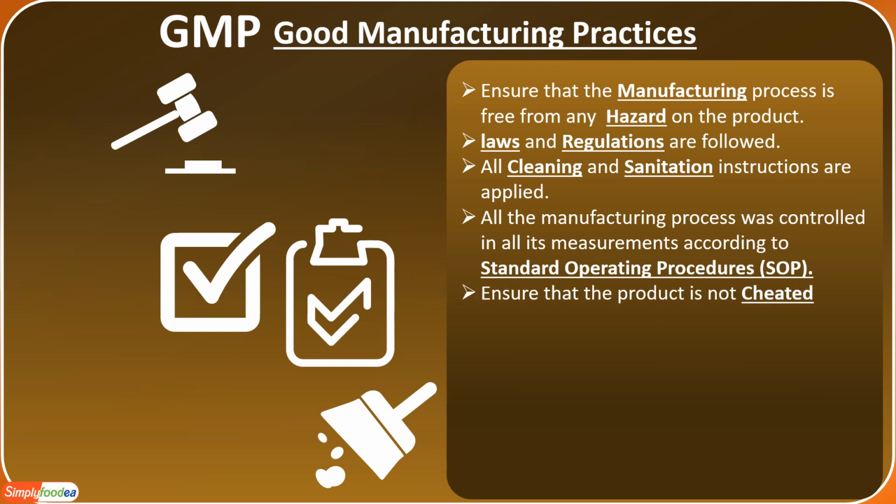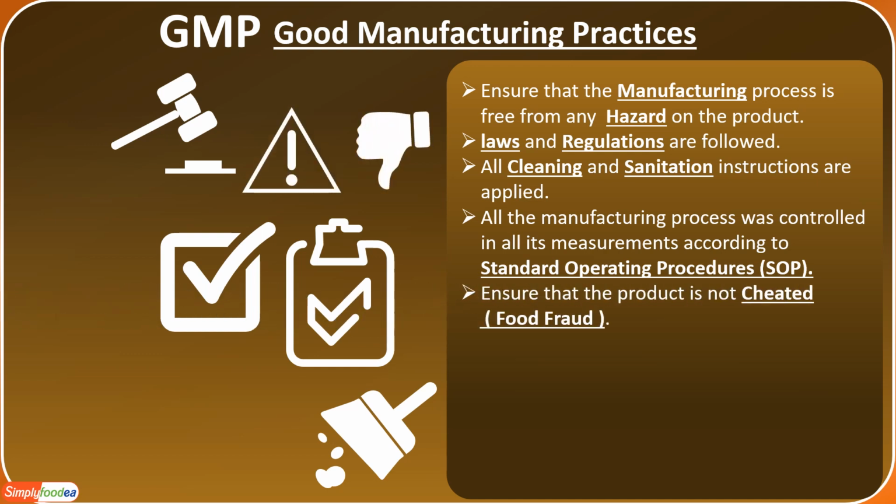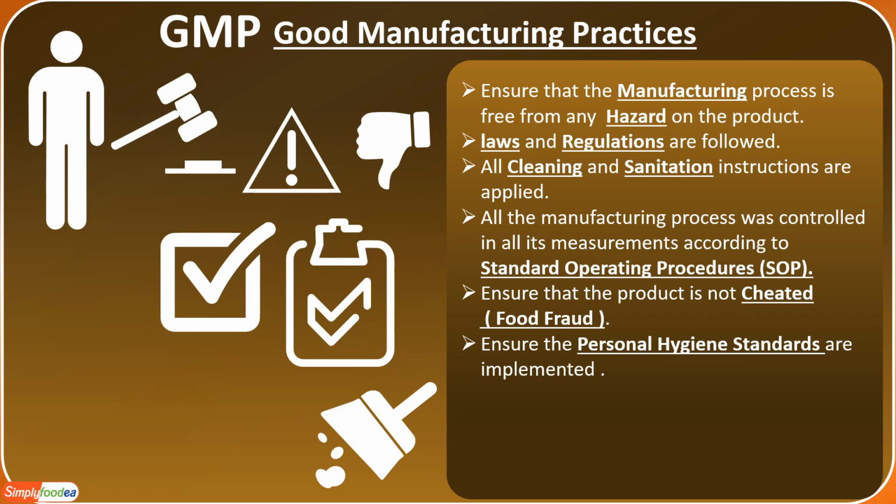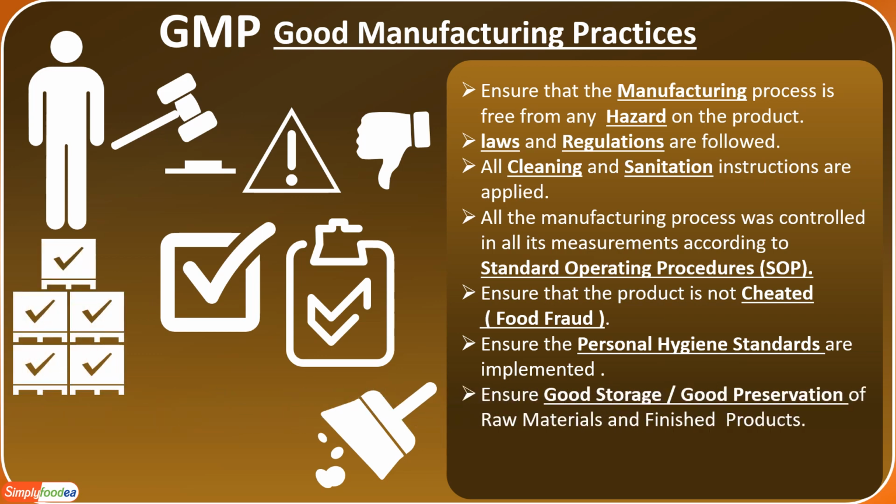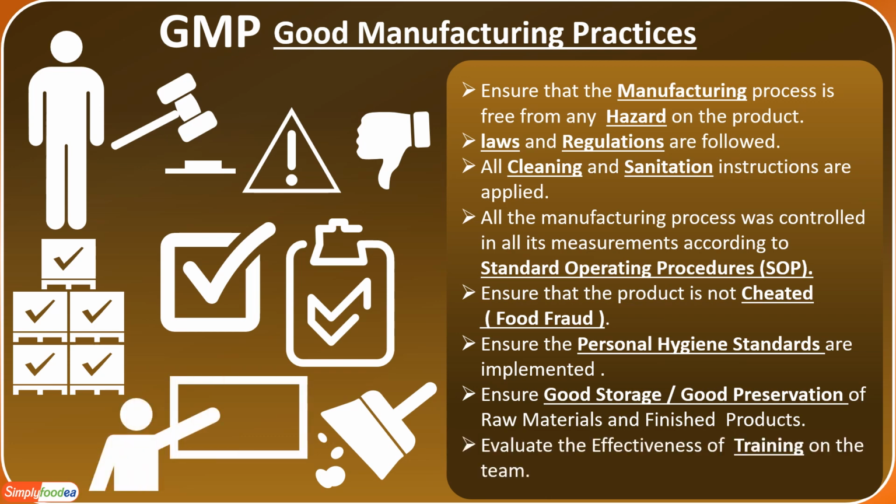Ensuring that all the products are not cheated or subject to food fraud. Ensuring that personal hygiene standards are implemented. This point of personal hygiene standards is one of the most important things related to GMP. Also, ensuring good storage and good preservation for the raw materials and finished products. GMP is also used to evaluate the effectiveness of the GMP training on all the team.